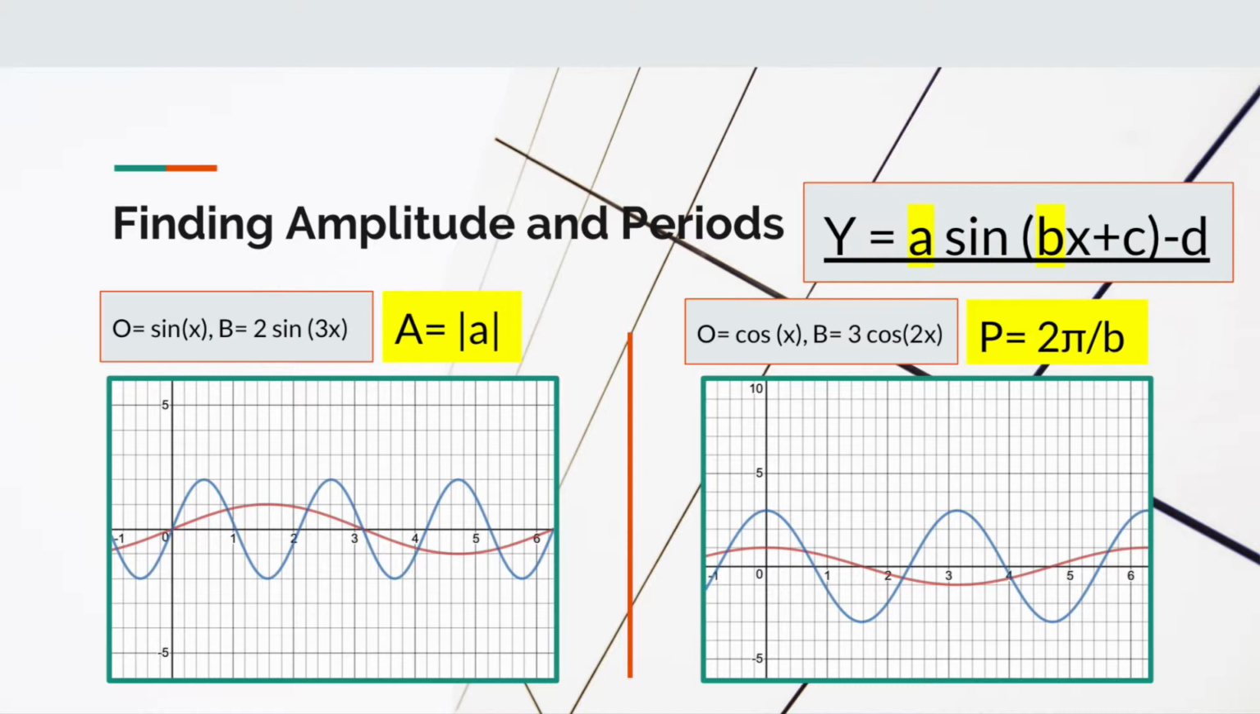Let's look at the graph at the right. Orange is cosine of x, and blue is 3 cosine 2x. Now let's find the period. In the highlighted formula, it says that the period is equal to 2 pi over b. So if we look at our formula above, we see that b is the value right before x. Therefore, our period, if we look back at our formula, would be 2 pi over 2, which would reduce to pi. So our period, or wavelength, would be pi.